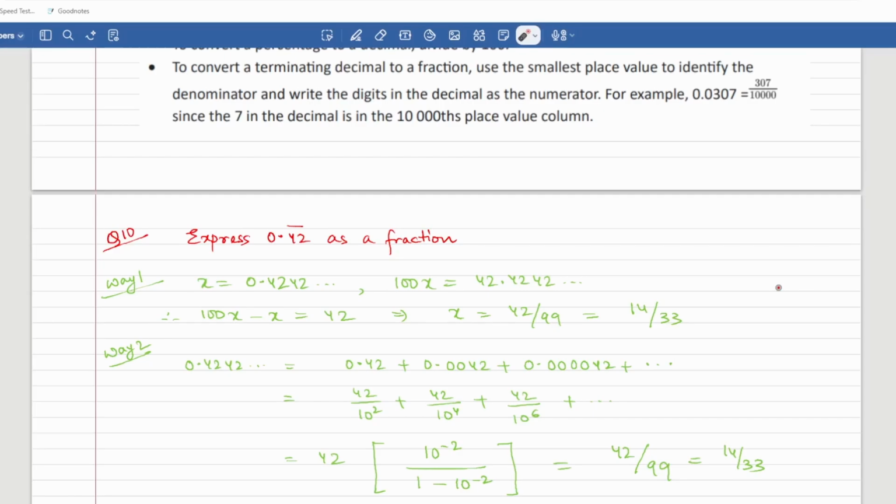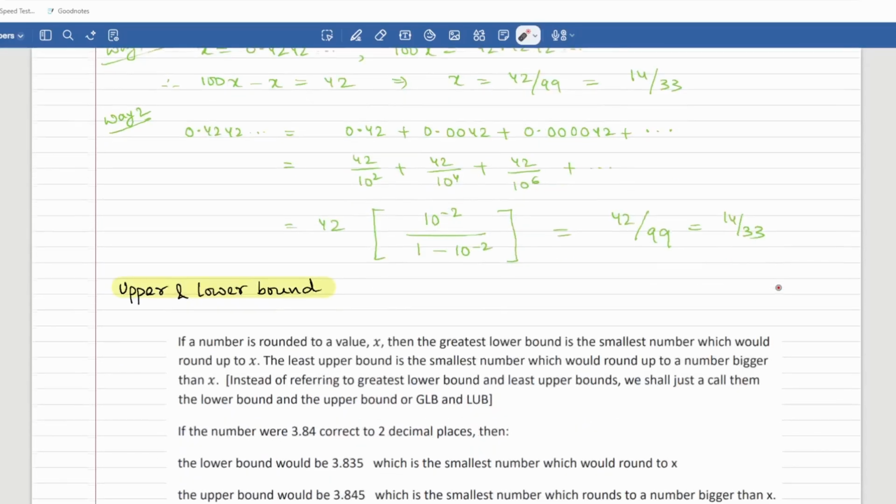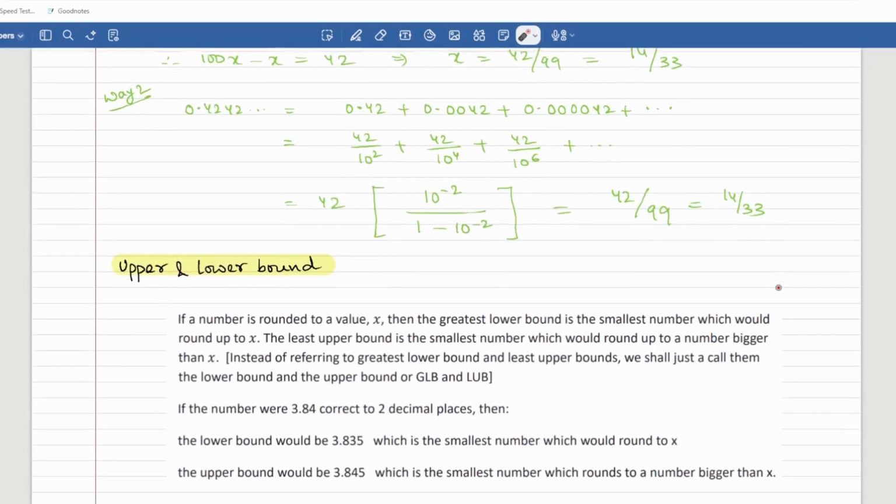Okay, I hope you have understood both methods. And now we will move into upper and lower bounds. Now this is a bit complicated, but you will mostly be using this in physics, or you have probably learned it in physics where you look into error propagations and stuff. So if a number is rounded to a value x, then the greatest lower bound is the smallest number which would round up to x.